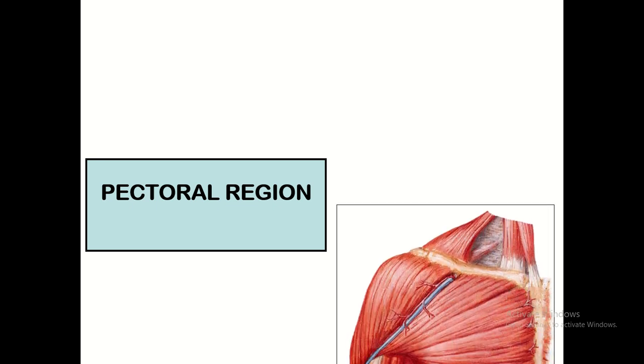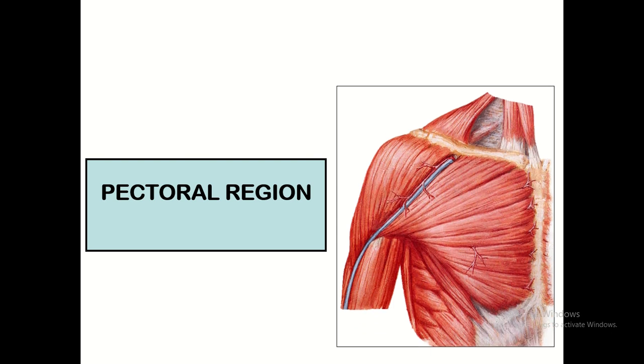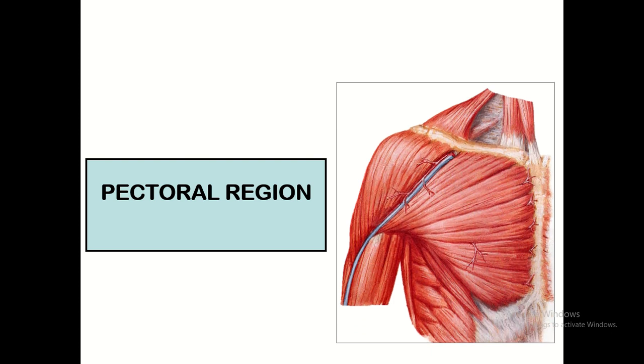Today we're going to talk about the pectoral region. The pectoral region is a very important region because it has muscles that affect the movement or the action of your upper limb. So this is your pectoral region. As you can see, it is going to have these muscles. You can see these complex muscles that are very important in the movement of your upper limb.